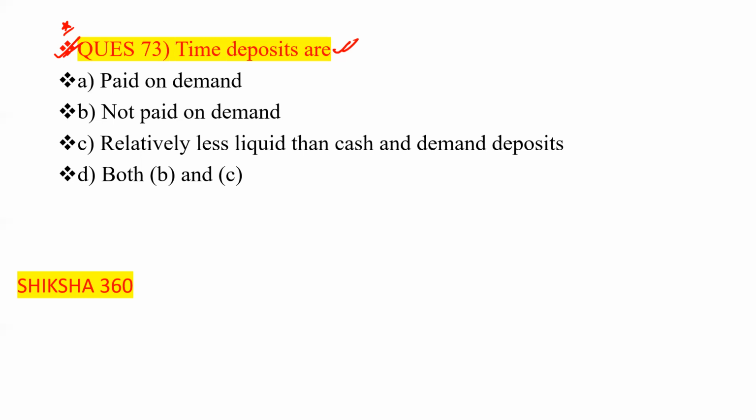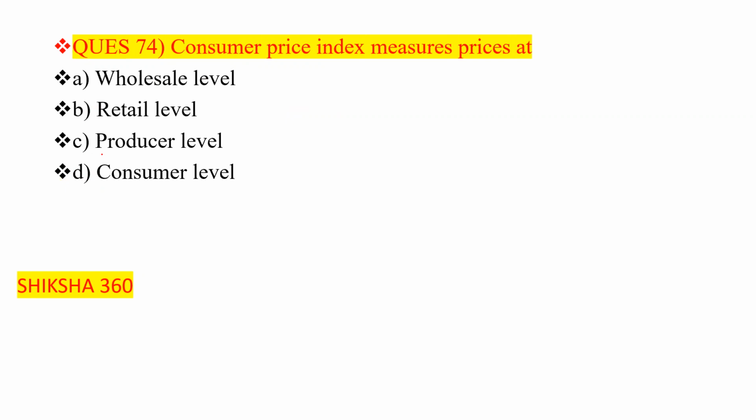So what is the correct answer? Option A, that it is paid on demand, is totally wrong. Not paid on demand, this one is correct. Relatively less liquid than cash and demand deposits, this one is also true. So both B and C are true here, so option D is the answer. Now move to the next question.